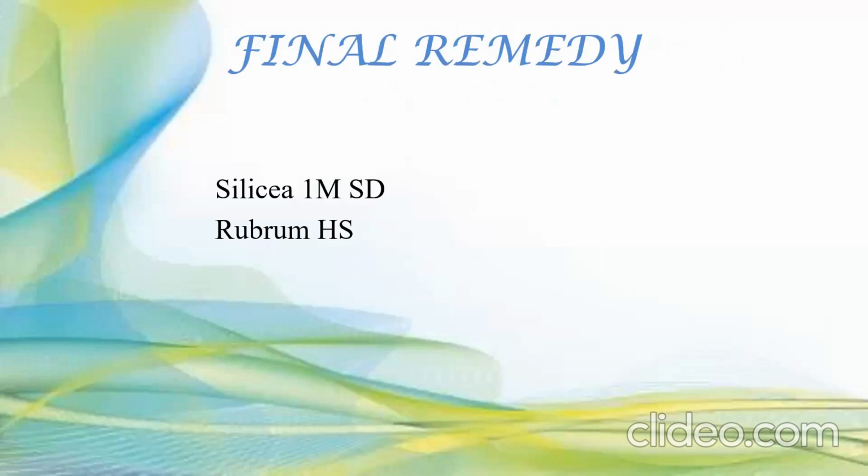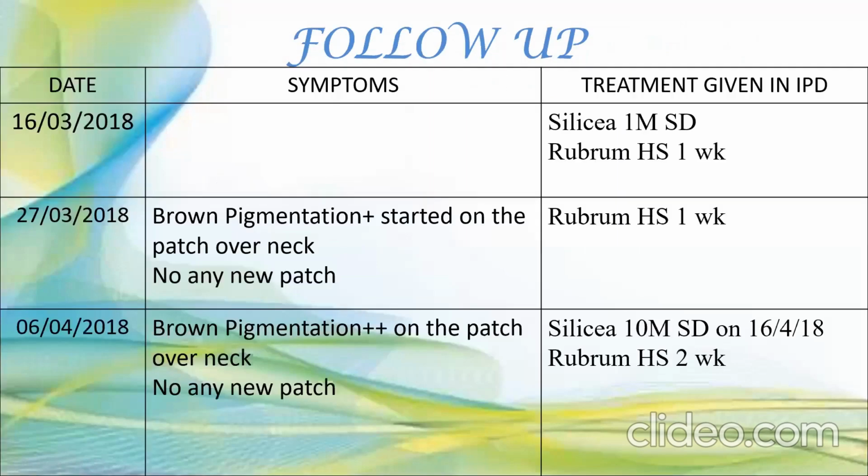So the remedy given is silicea 1 ml, single dose, and SL for HS. Silicea was given on 16th March 2018. On 27th, brown pigmentation started on the patch over the neck and no new patch. On 6/4/2018, silicea 10M was repeated.